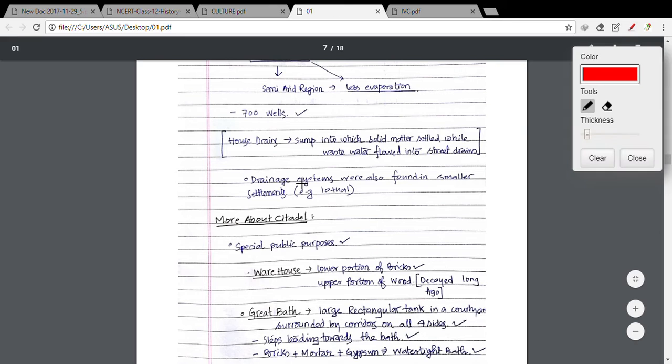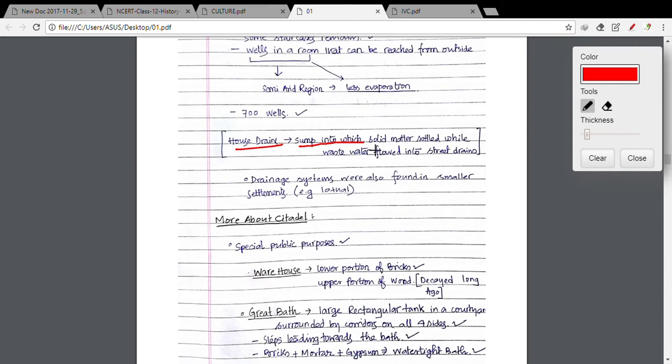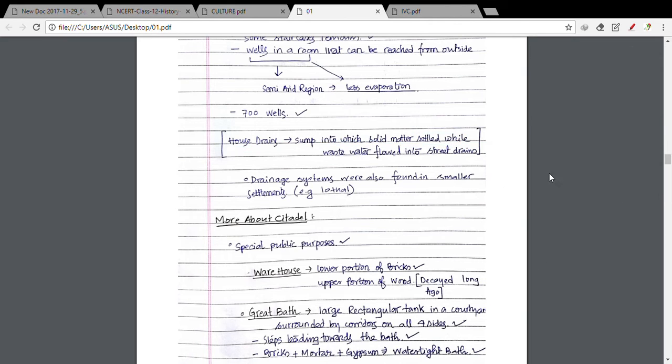In the drainage system, the house drains sump into the settled soak pit, and then it gets into the main drain. So this is a very well planned drainage system.